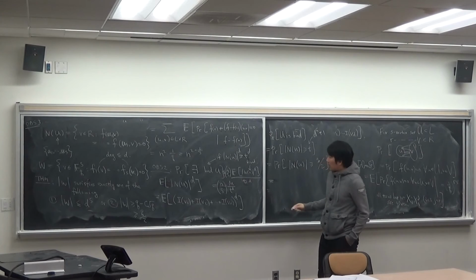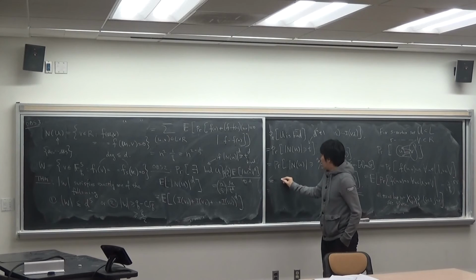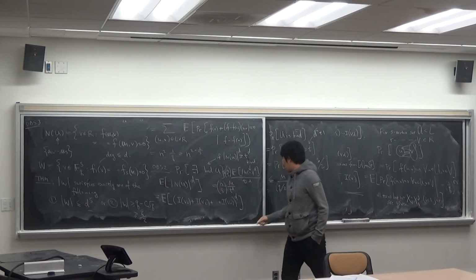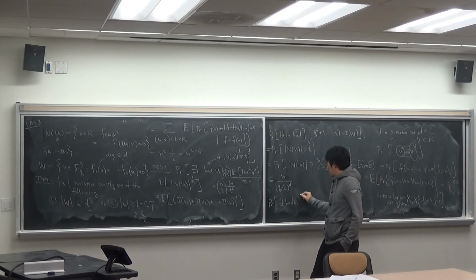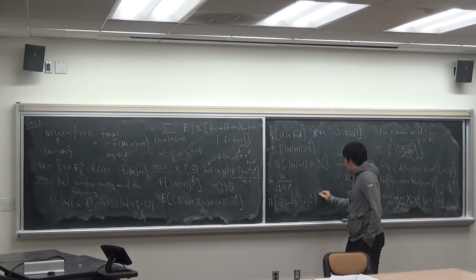But then I can apply my Markov inequality to get this less than or equal to m over (q over 2) to the power of d. And then I use the union bound, I get the probability that there exists a bad U is less than or equal to n choose s times m over, now this time it's not t to the d, but (q over 2) to the d.